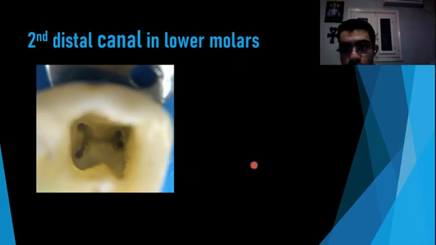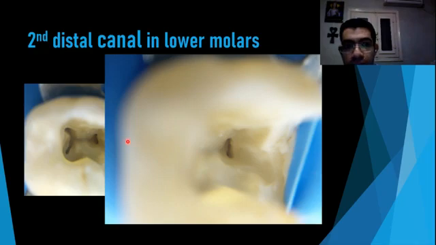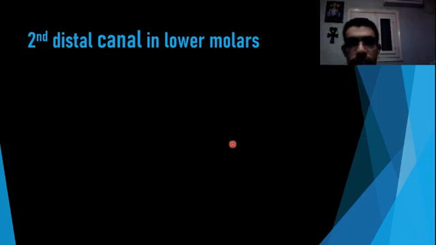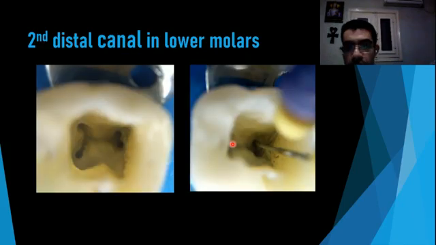So when you are suspicious, when you have no circular canal orifice, and you have an oval appearance like in here, you should suspect that this is not a canal. This is an isthmus which has two canals, one at the beginning and one at the end. This is for the second distal canal in lower molars.